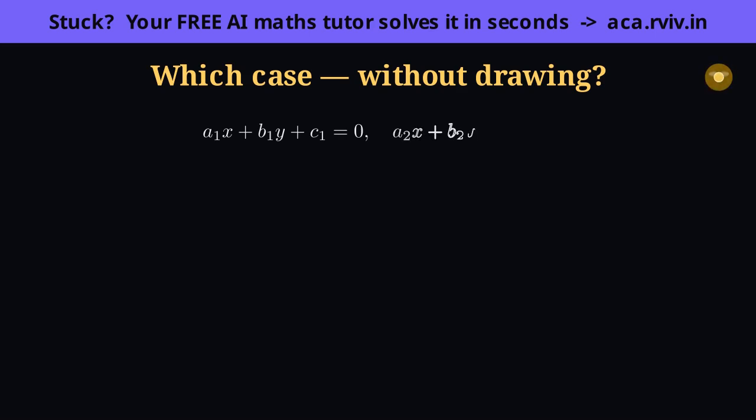The neat way to do that is to stack them as three ratios, a1 over a2, b1 over b2, and c1 over c2. Each ratio asks how many times bigger is one equation's coefficient than the other's. And the answers reveal the geometry.